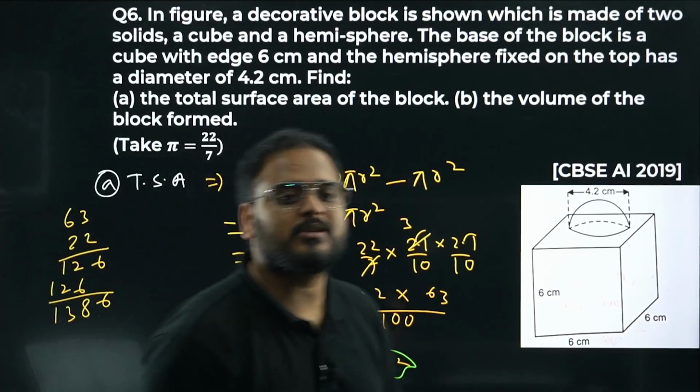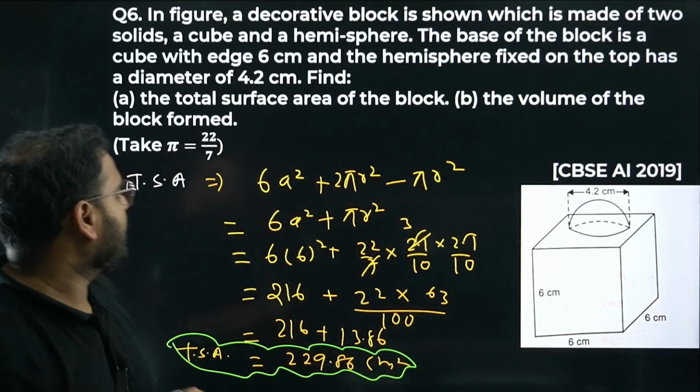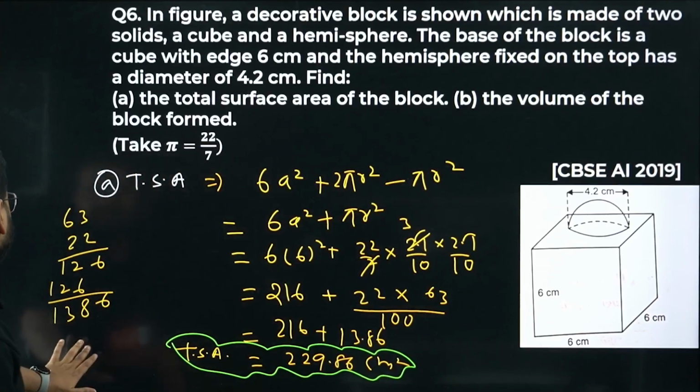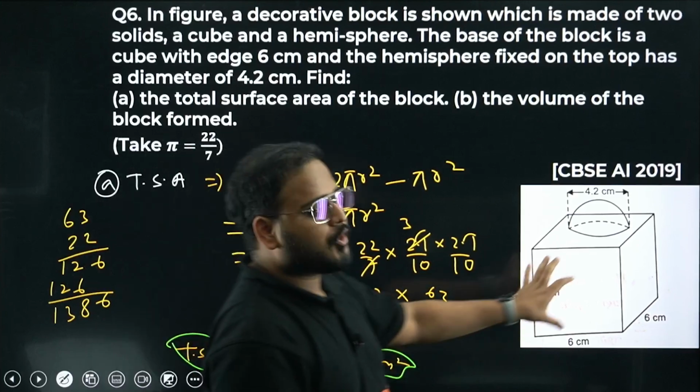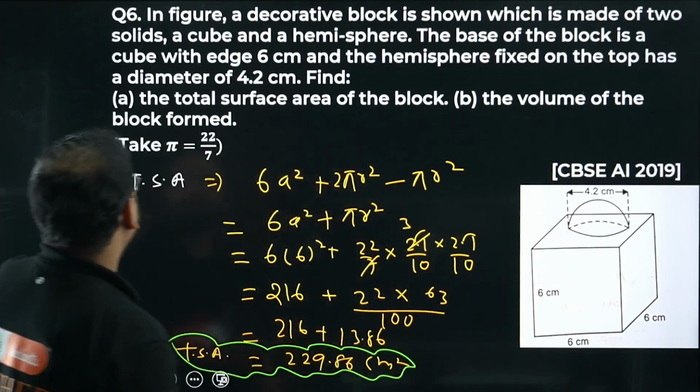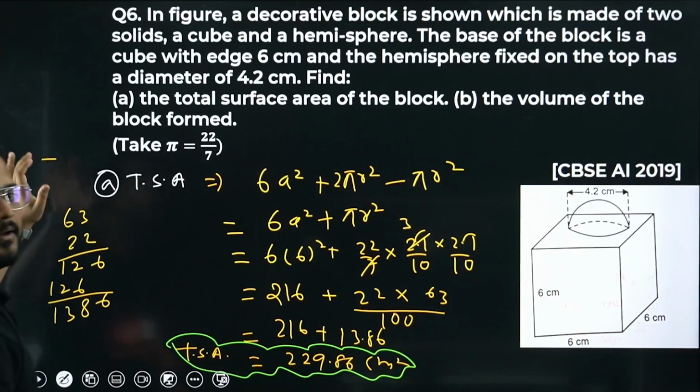Okay, now moving on to the second part, which is what? The volume of the block. Volume part will be easier. Please check this out. For the volume part, what we're going to do? We're going to add the volume of cube plus volume of hemisphere. Please have a look. I hope this is clear, all of it.